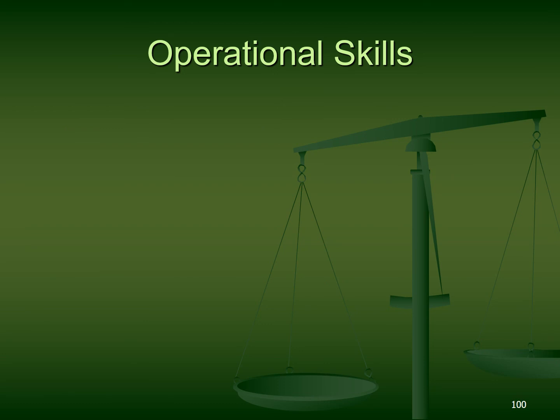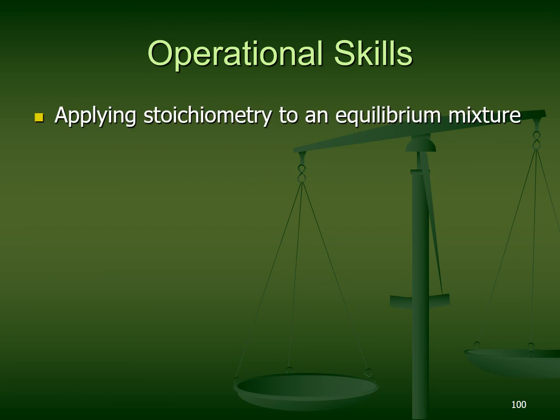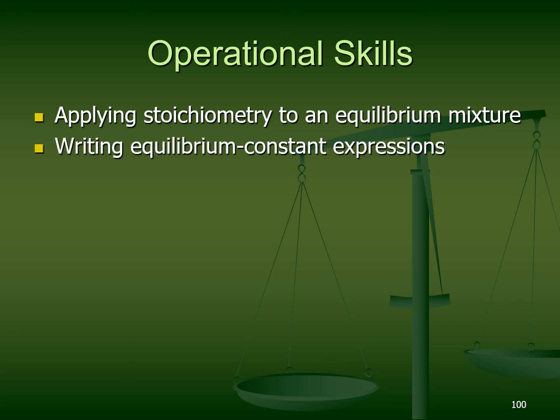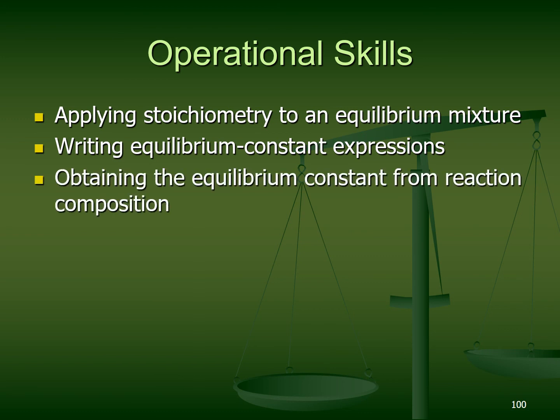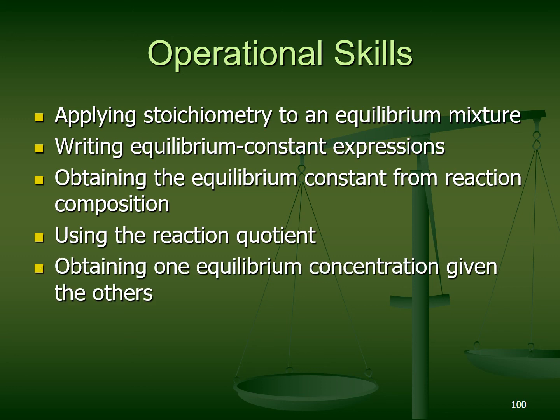Right, so what should you be able to do in this chapter? You should be able to apply stoichiometry to an equilibrium mixture, meaning minus x, plus 2x, etc. Be able to write an equilibrium constant expression. Obtain the equilibrium constant if you know the composition of all the equilibrium reactants and products. Be able to use the reaction quotient to decide if a reaction is at equilibrium or which way it will shift to get to equilibrium. Be able to find one equilibrium concentration if you know the others and the K value.